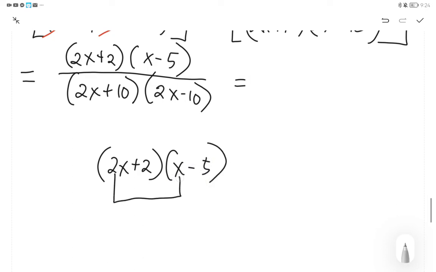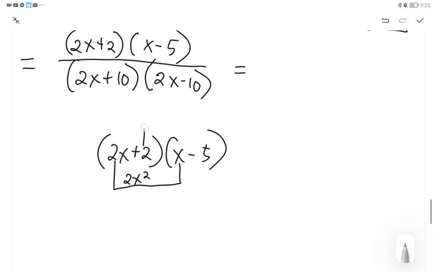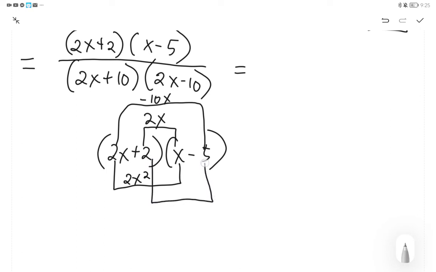First terms, 2x times x, that is 2x squared. Middle term, inner terms rather, 2 times x, that is 2x. Outer terms, that becomes negative 10x. 2 times negative 5, that is negative 10x. And the last terms, positive 2 and negative 5. Positive 2 times negative 5, that becomes negative 10.